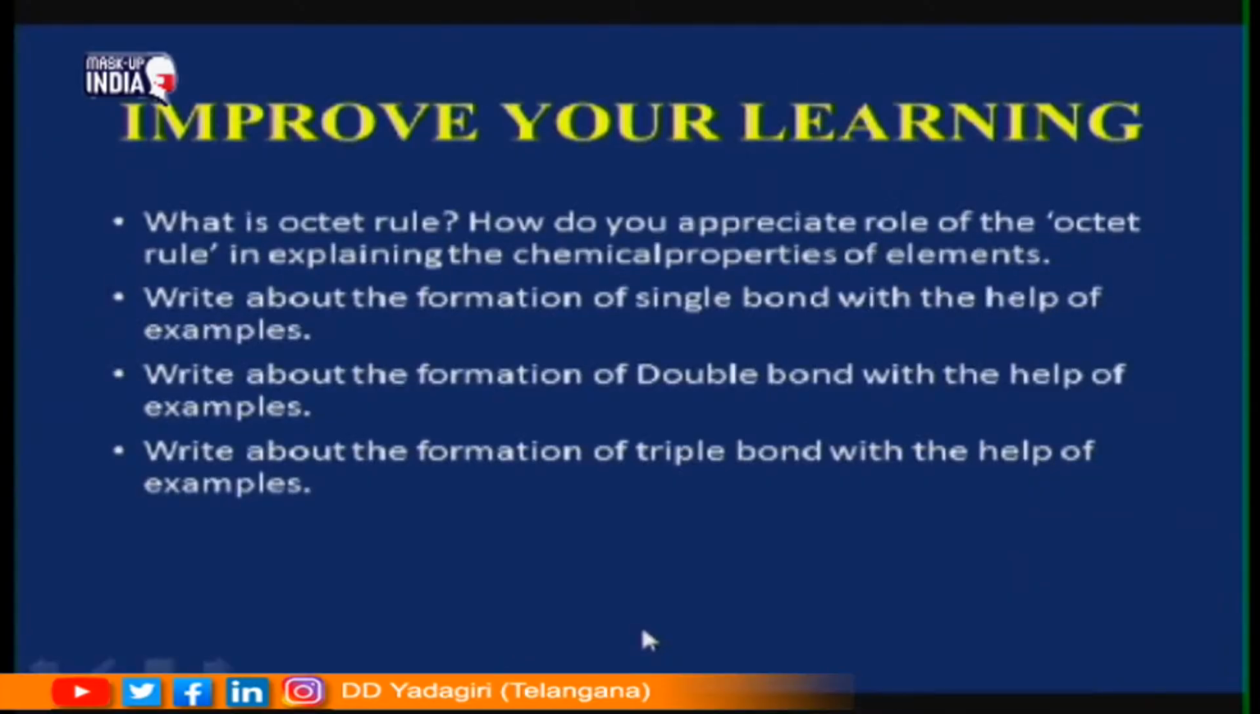Children, please answer these questions. What is the octet rule? How do you appreciate the role of the octet rule in explaining the chemical properties of elements? Write about the formation of single bond, double bond and triple bond with the help of diagrams.